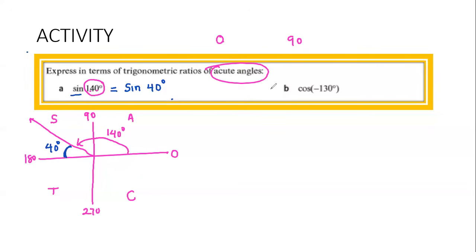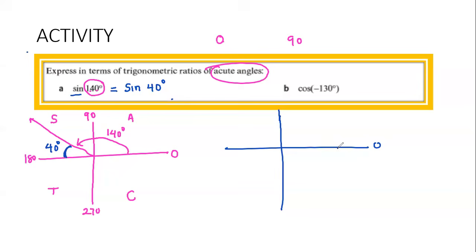Sir, can you repeat that concept of sine of 40 is equal to sine of 140? Okay, the first thing always, let me use part B. When it comes to part B, the first thing you need to ask yourself is, the angle is negative 130. How are you going to move? I'm going to move in the clockwise direction.